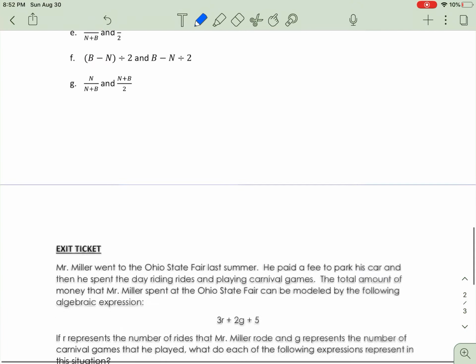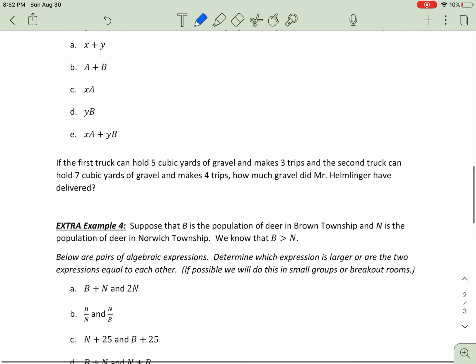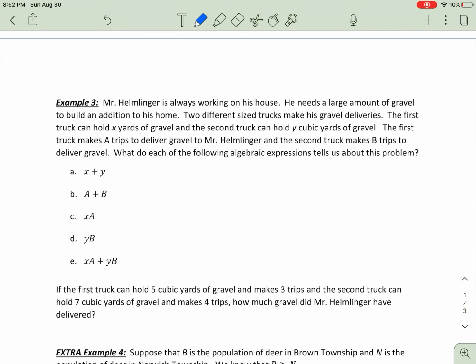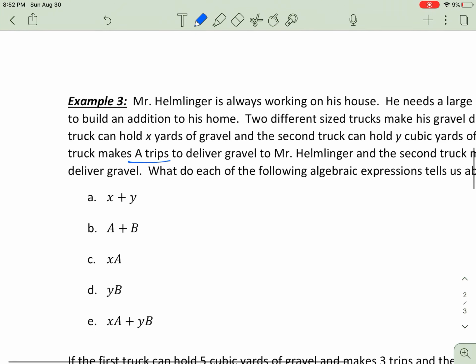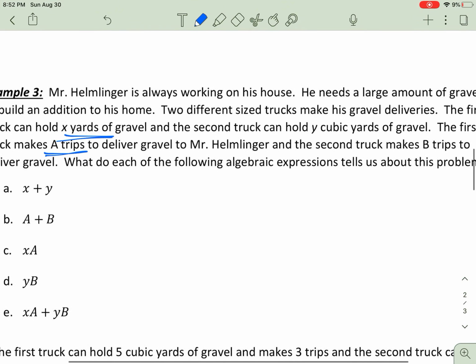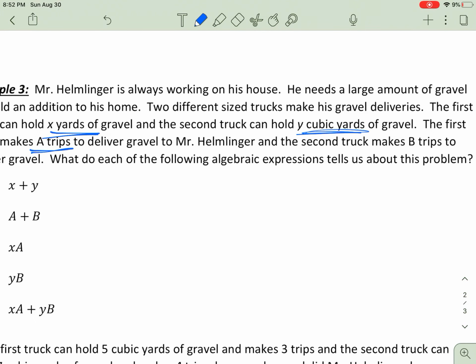Okay. Let's see here. Last one. Number 3, Mr. Helmlinger is always working on his house. He needs a large amount of gravel to build an addition to his home. 2 different sized trucks make his gravel deliveries. The first truck can hold X yards of gravel, and the second can hold Y cubic yards of gravel. The first truck makes A trips. So A is the number of trips, X is the number of yards, Y is cubic yards. And B.